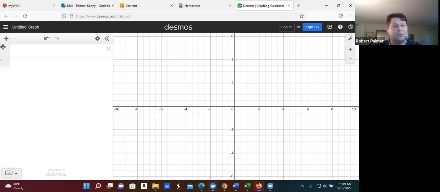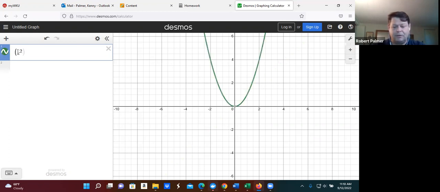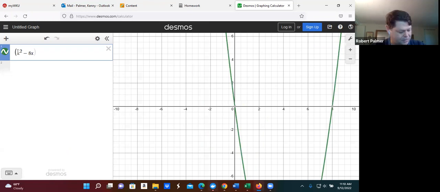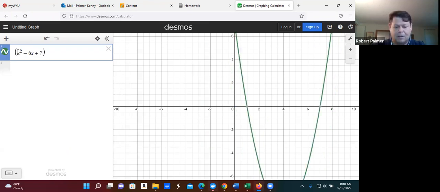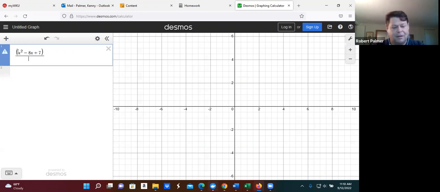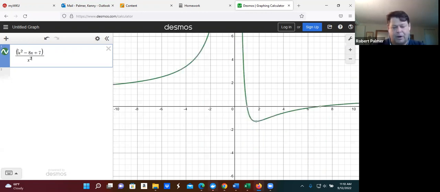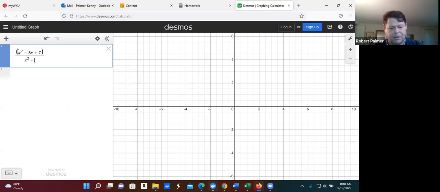What we're going to do is actually graph this. Now, to graph a function like this, where we have a fraction, what you want to do is use parentheses. All right, so x squared minus 8x plus 7. Then hit divide. And here we have x squared plus 7x minus 8.